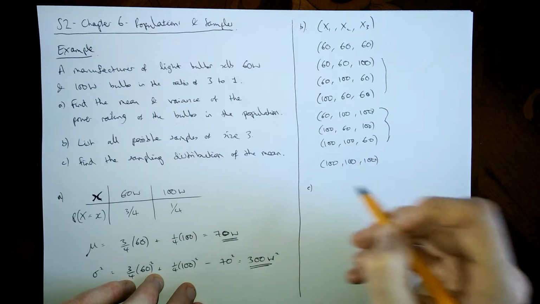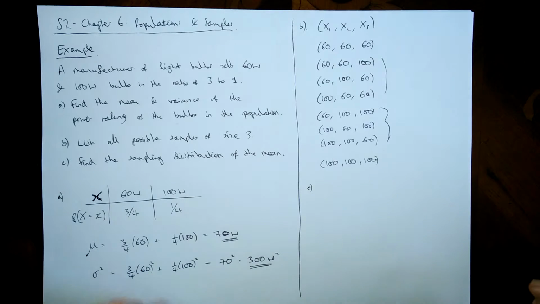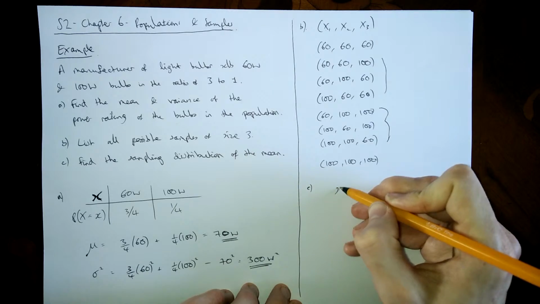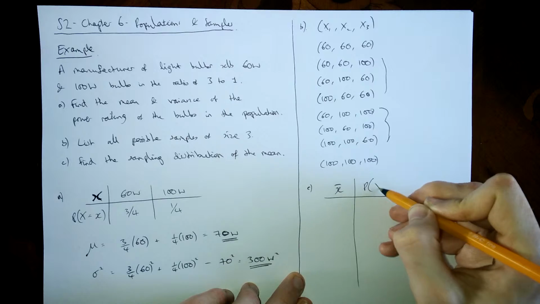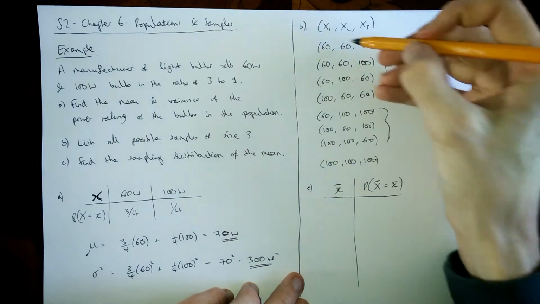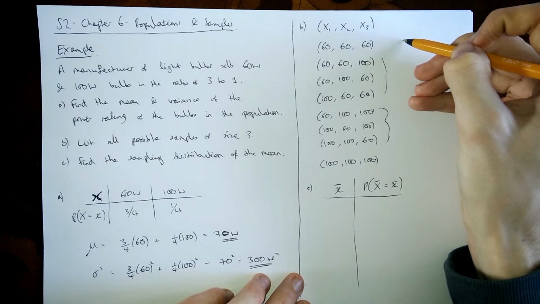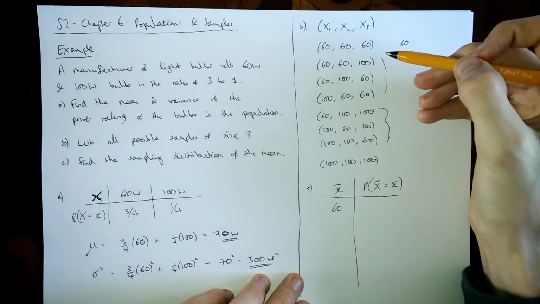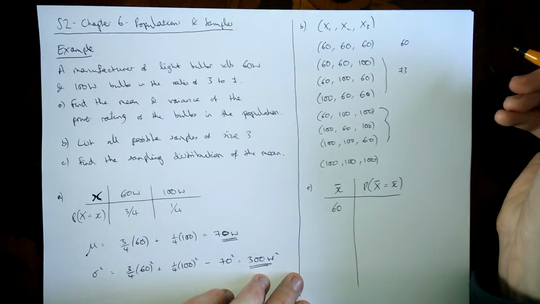Part c wants us to find the sampling distribution. So let's think about this then. What are the possible means? Let's do x bar being the mean of the sample, and then next to it, let's write the probability that our mean is equal to x bar. So what means can we get? Well, the mean just here is 60 plus 60 plus 60 divided by 3, which is 60. The mean, if you had 102 60s, is 60 plus 60 plus 100 over 3. That's 73.3. Let's just call it 73.